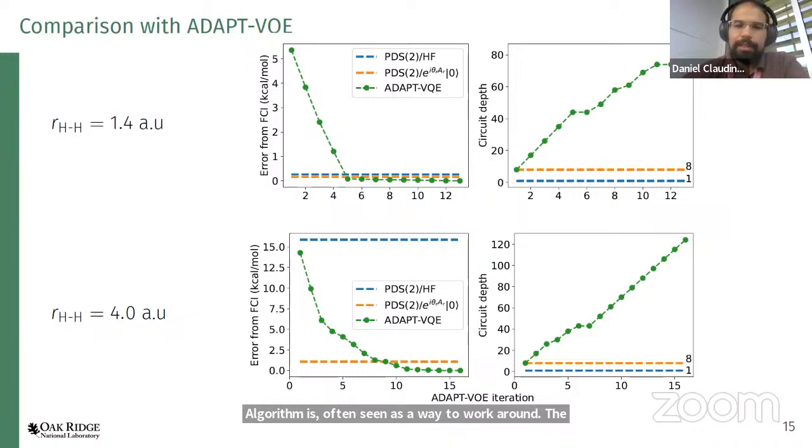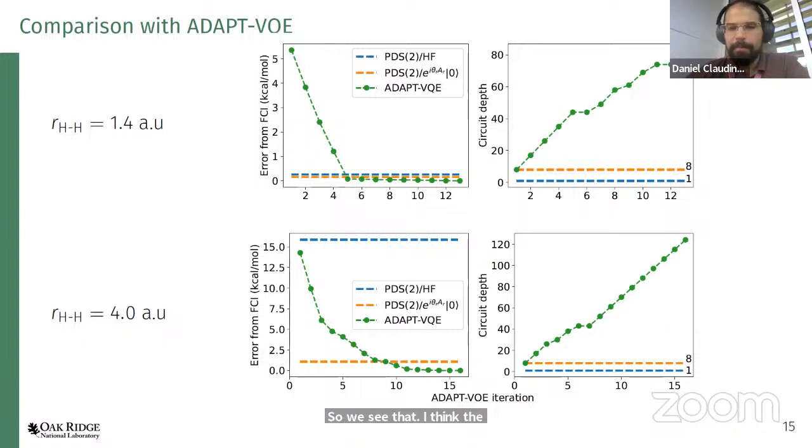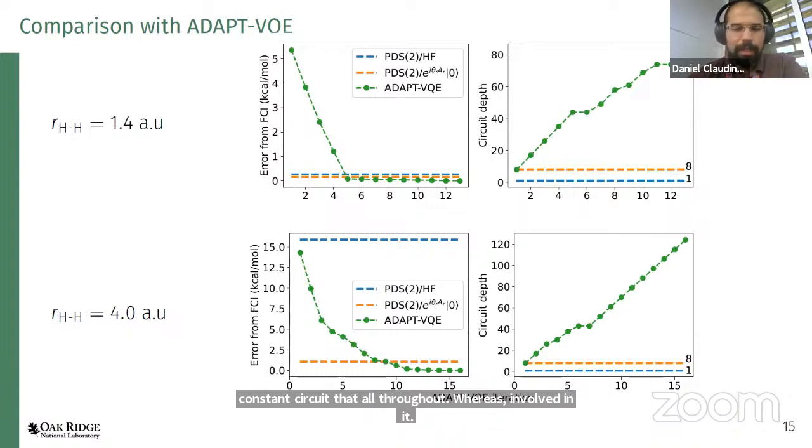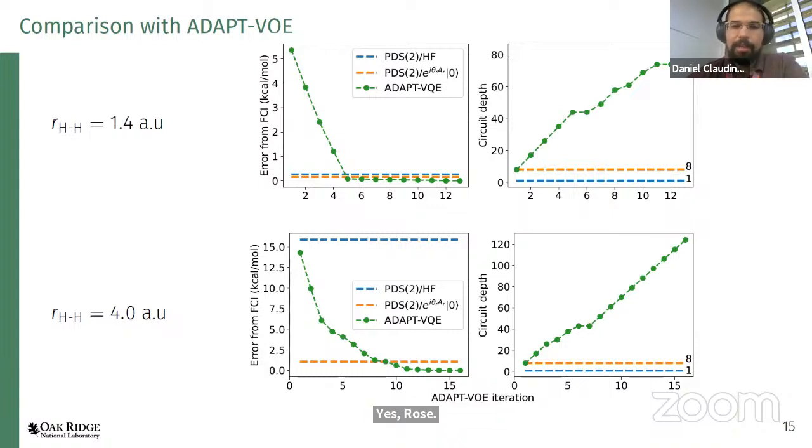So I think the most important plots here are on the right, where you see that we have a constant circuit depth all throughout, whereas the circuit depth involved in ADAPT-VQE just grows, and it takes a while for that algorithm to catch up in terms of accuracy.